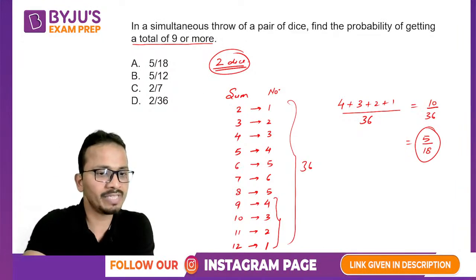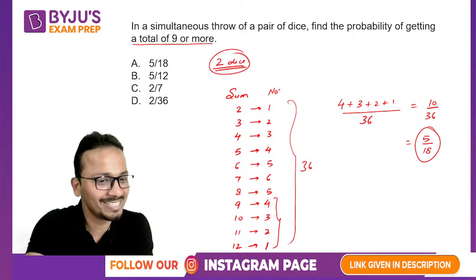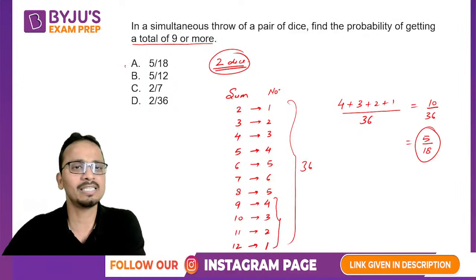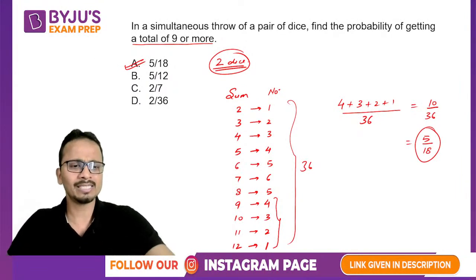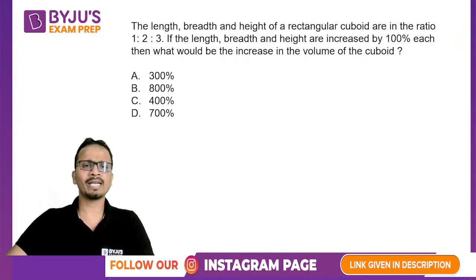So 5 upon 18 will be the correct answer. Now, a lot of you have given the answer, and I think yes, most of you are correct. Some of you who were incorrect, they have already deleted their message. No problem at all. There is no need to delete your message, yaar. It's absolutely fine if you are giving a wrong answer. Important thing is you are learning something out of it. Okay, fine. Let's move on to our next question.